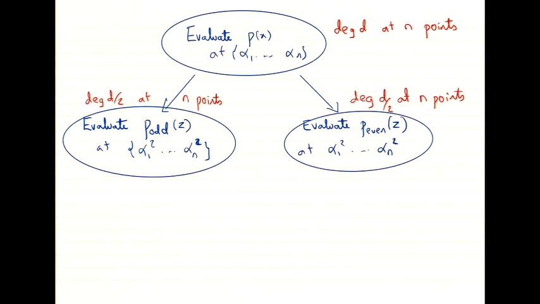So what went wrong in this schema is that we have a divide and conquer algorithm that splits the problem into two subproblems where the degree drops, but the number of points doesn't. Okay? And that's why we got this bad runtime. So we would want a situation where the number of points also drops when you divide the problem. Okay?